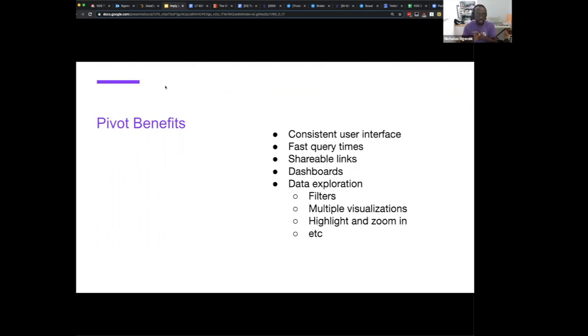Pivot provides multiple visualizations for our users, whether that is tabular, whether it's a heat map, whether it's a bubble chart, whether it's a histogram, or lots of other graphs. So you can look at the data in whichever presentation you prefer, and you have the ability to do that yourself. You can also highlight and zoom into a specific area within a graph that you care about. Basically, just in general, the ability to do this self-service really empowers our users.